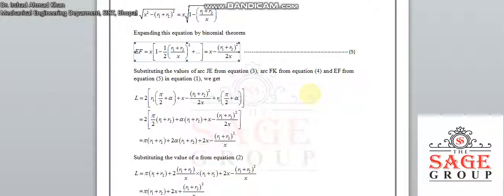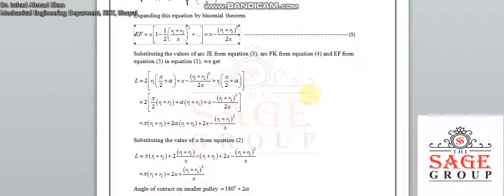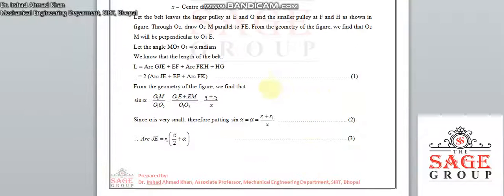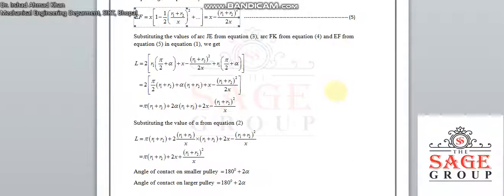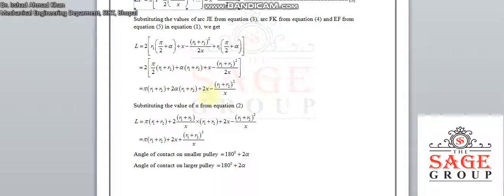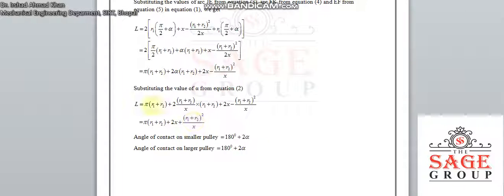Now just substitute the whole value in what we have written in equation number 1. So this becomes like this, and just multiply the whole term by 2. And now just put the value of alpha. After putting that value, we can rewrite this relation like this.